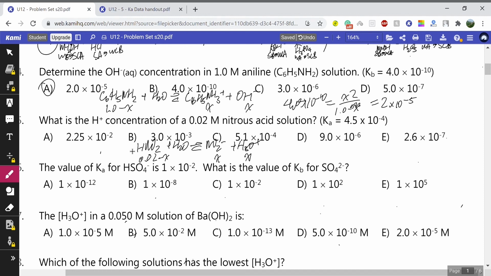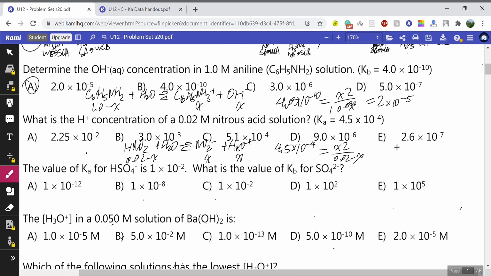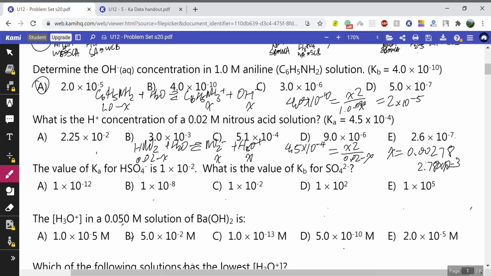Now we can do 4.5 times 10 to the negative 4, since they told us the Ka is equal to x squared divided by 0.02 minus x. Now we can plug this into a calculator. X squared divided by 0.02 minus x, minus 4.5 e to the negative 4th, which will give us an x value of 0.00278. Now that is 2.78 times 10 to the negative 3rd. 2.78 times 10 to the negative 3rd will round to B, 3.0 times 10 to the negative 3rd.